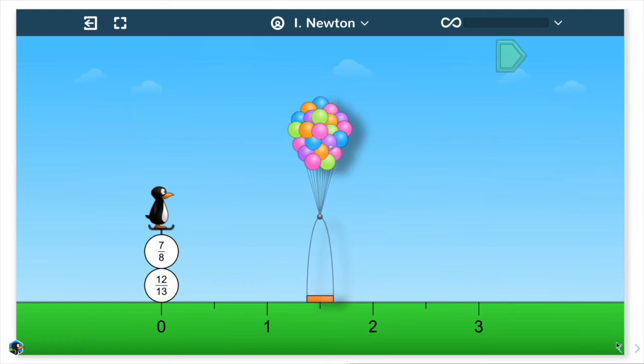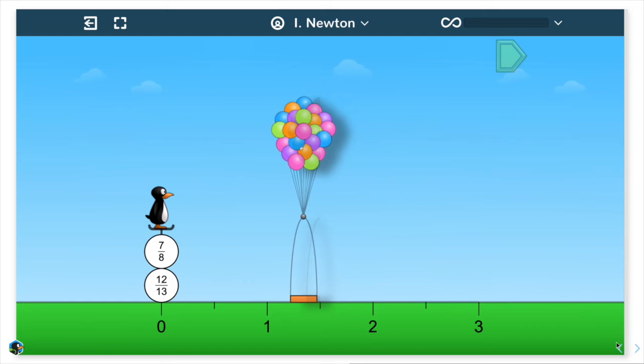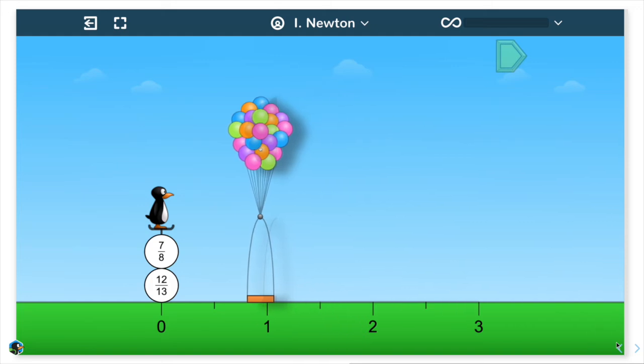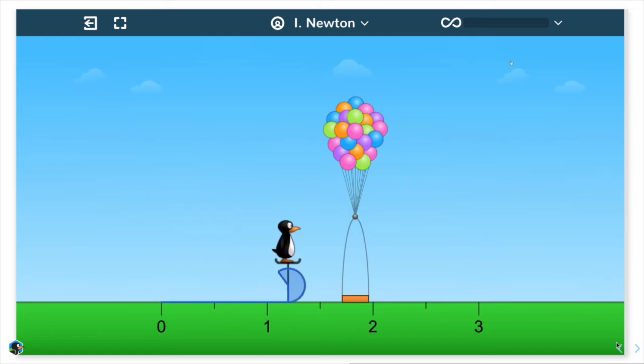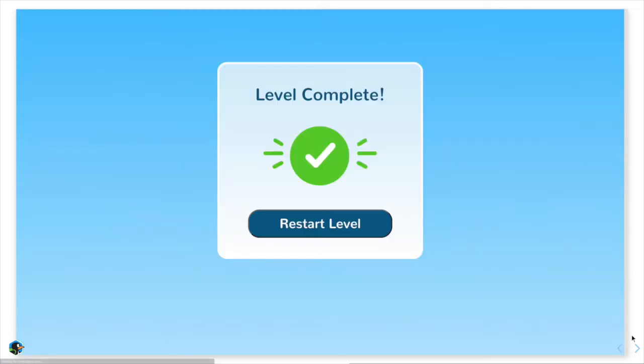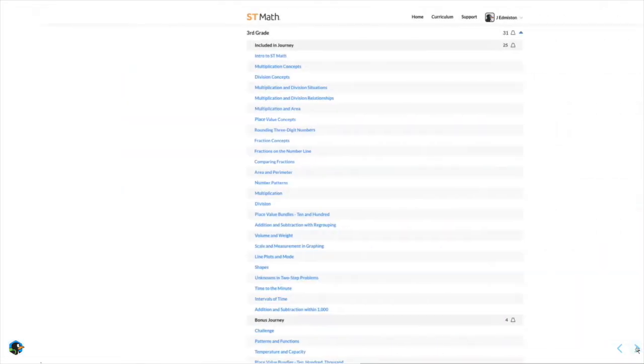And of course, we can get students to the point where they can meaningfully look at a puzzle like 7/8 plus 12/13. 7/8 is a little less than 1, 12/13 is really close to 1, so together they'll be just less than 2. Really powerful. Learning through doing. This is game-based learning in action.